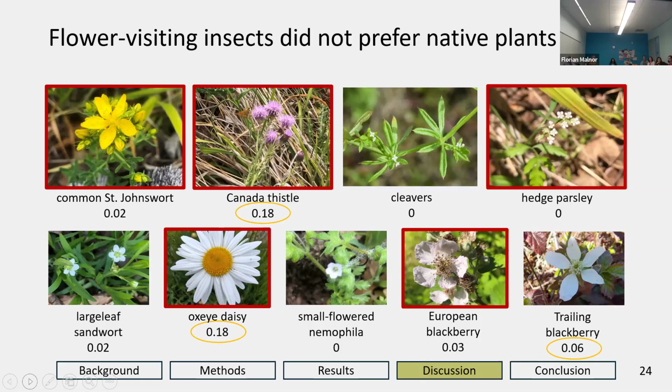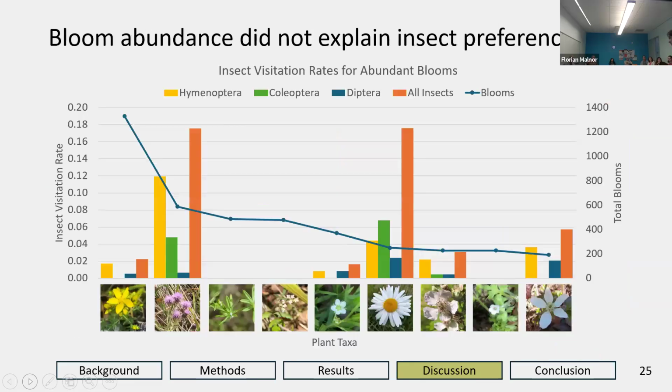So I initially thought that maybe insects preferred those 2 plant species because there are so many of them. They're very abundant blooms. But as we saw with this graph, the bloom abundance does not predict how much insects like the plant. Because again, we'd expect them to like St. John's wort most if they like the most abundant plants. So there's something else.